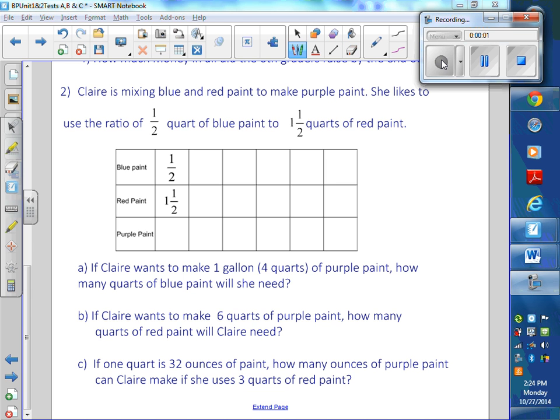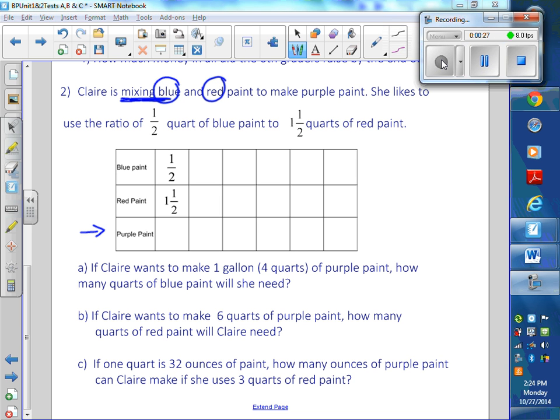problems. It's great to use a ratio table. So let's read about this one. Claire is mixing. So when you're mixing two things like blue and red paint, those are both parts, and you have to get a whole. So if you put blue paint with red paint, you're going to get purple paint. It's kind of like the orange juice problem where you add water to concentrate and you get orange juice. So you have to add everything up to get the total amount.